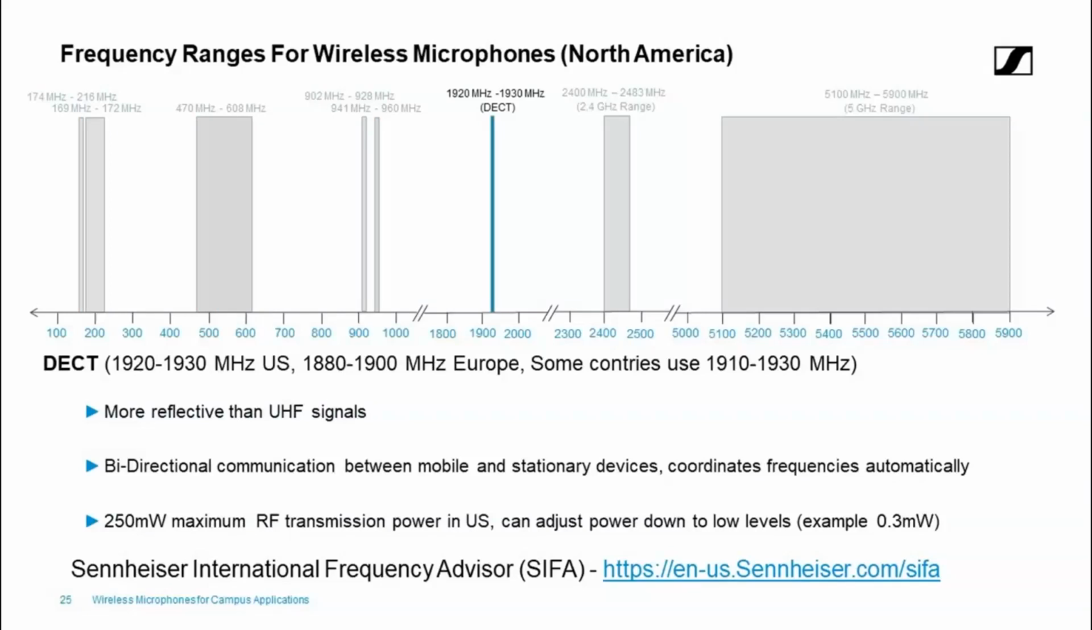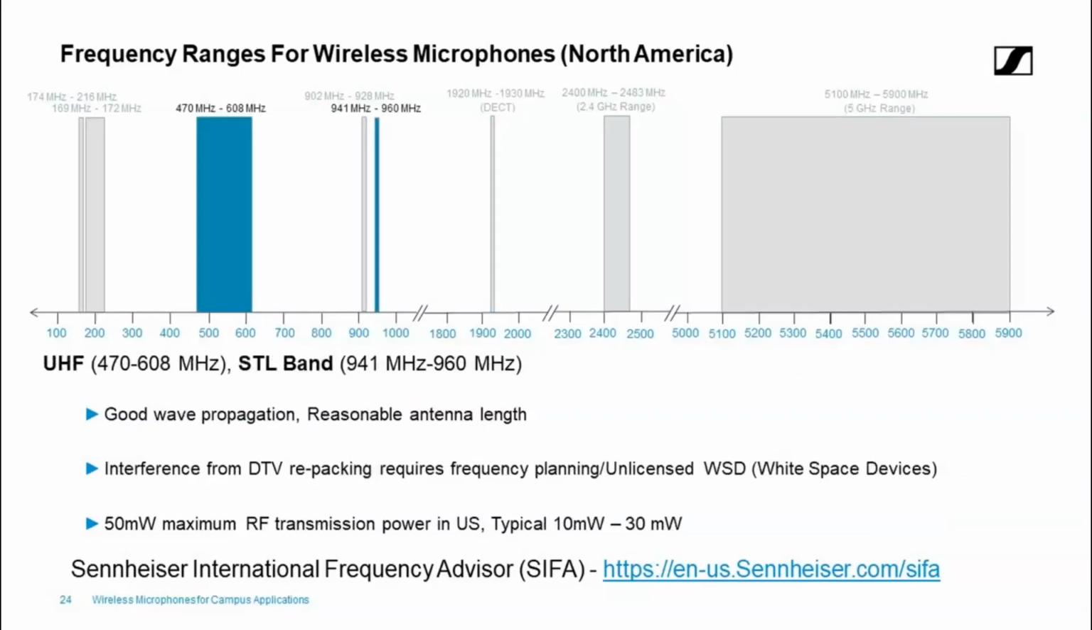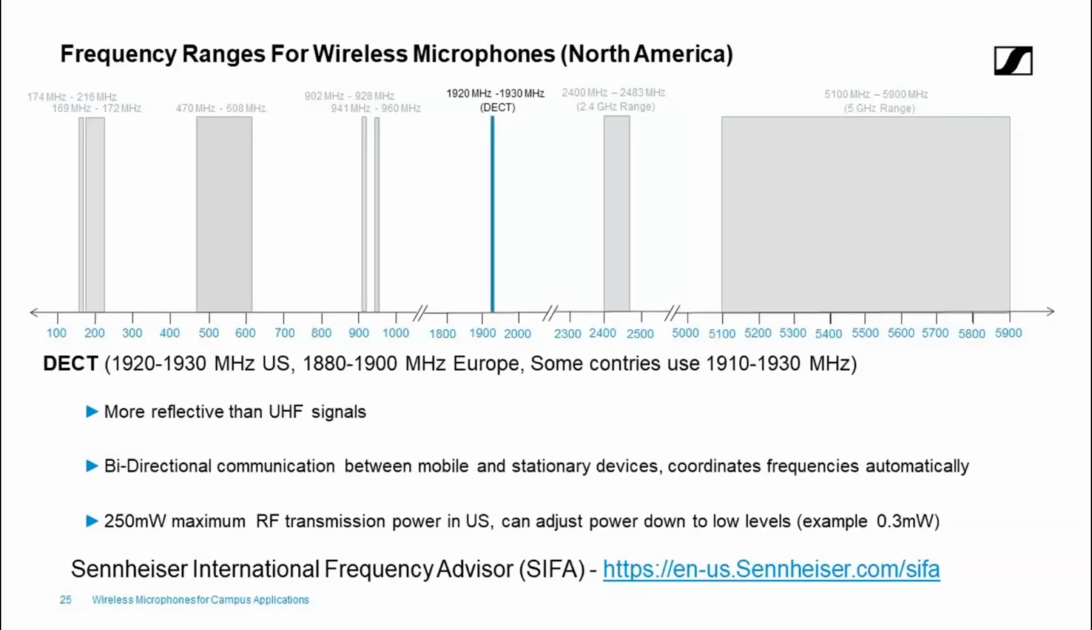That's an STL band that's available for licensed users. Yeah, the one he just went back to, 941 to 960. Another one that is available now, and we'll talk more in depth about it, is the DECT frequency range, the 1.920 to 1.930. This is an unlicensed area, so you don't need a license for it.